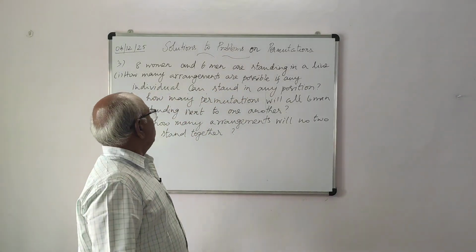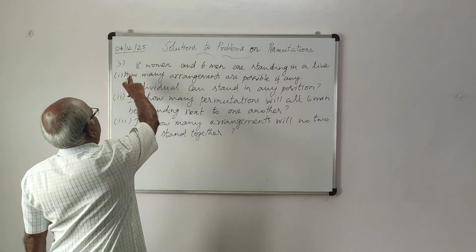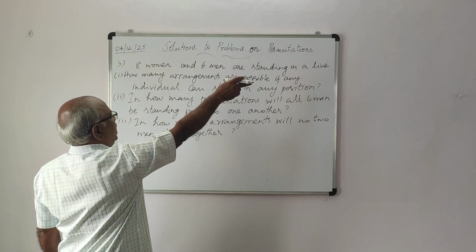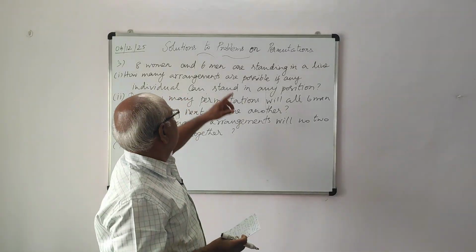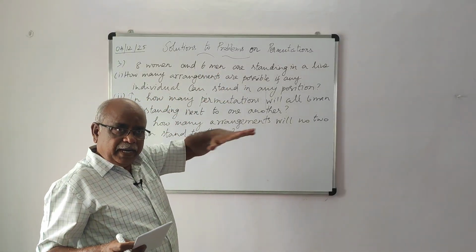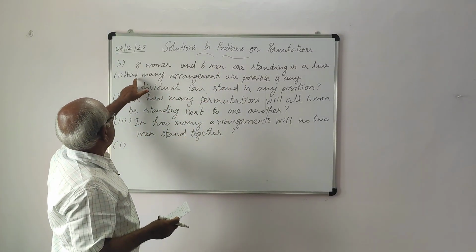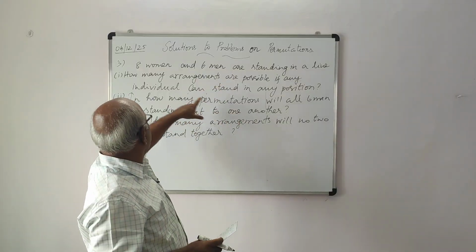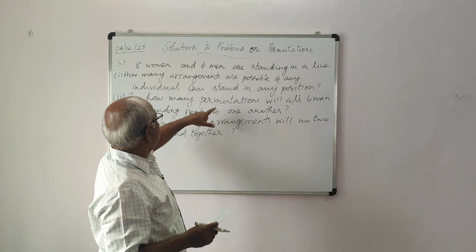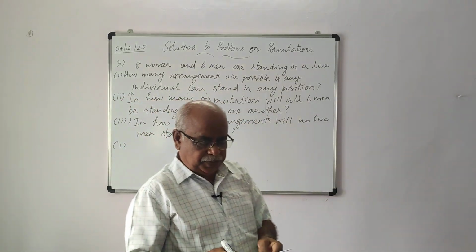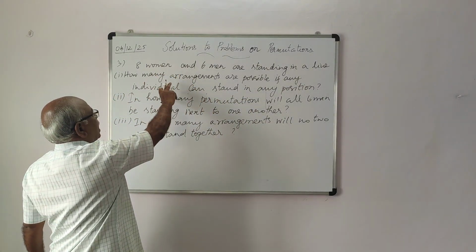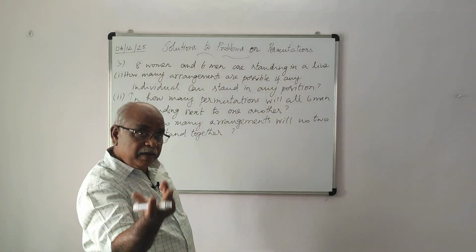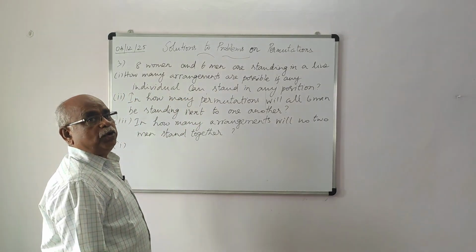Now, the next problem. You see the problem: 8 women and 6 men are standing in a line. First condition: how many arrangements are possible if any individual can stand in any position? So the 8 women and 6 men can stand in any position. Totally there are 14 members.